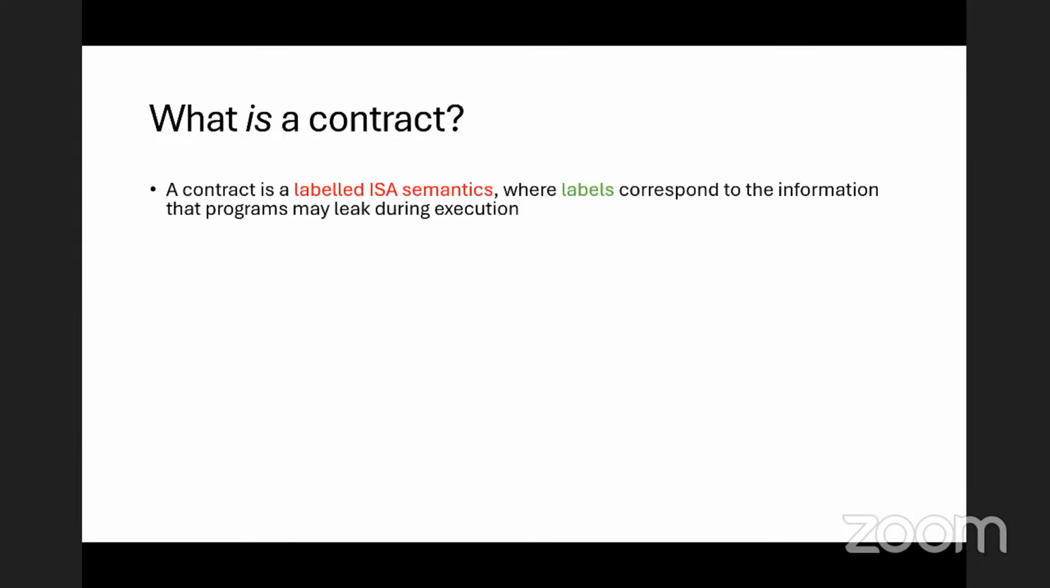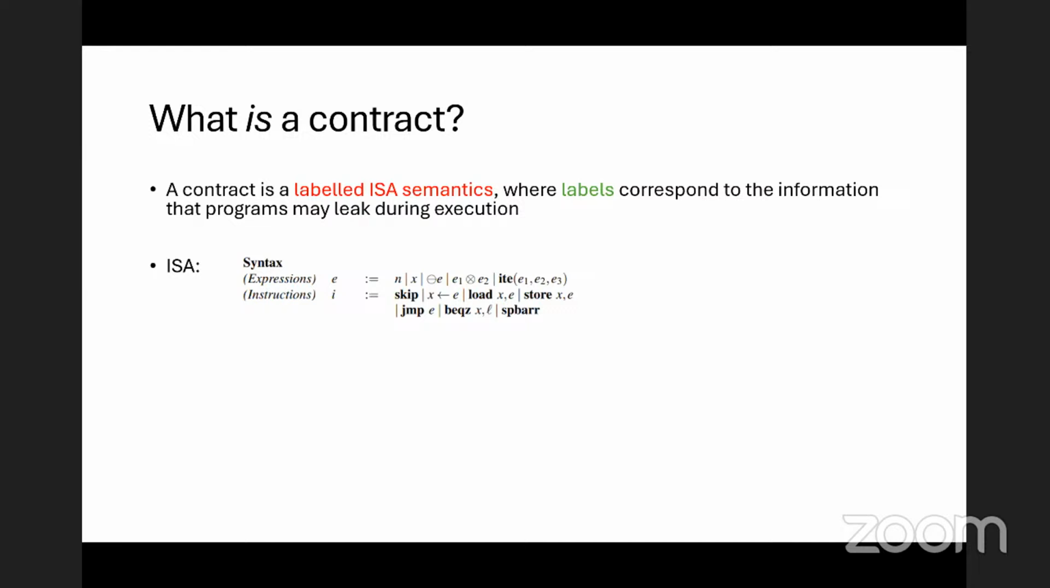I've given you the vision. I've given you examples. But let me give you just two slides, for those of you who like math, to tell you what a contract is, formally. How would you define it? Technically, a contract is just a labeled semantics for the ISA.